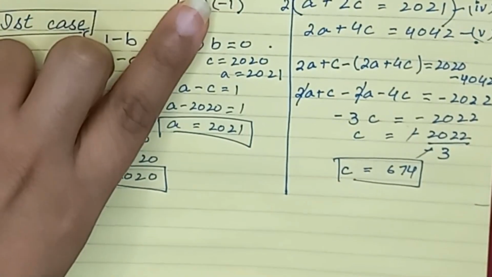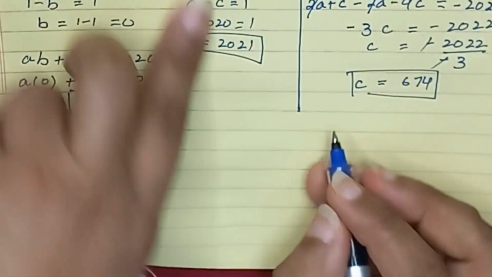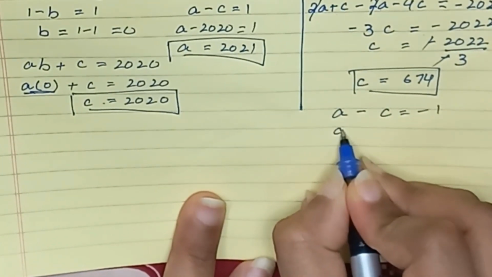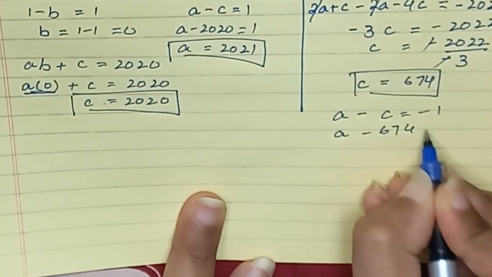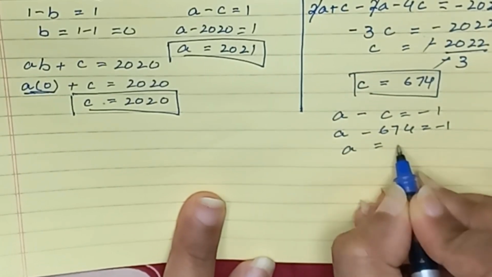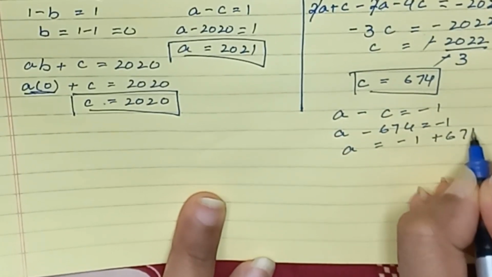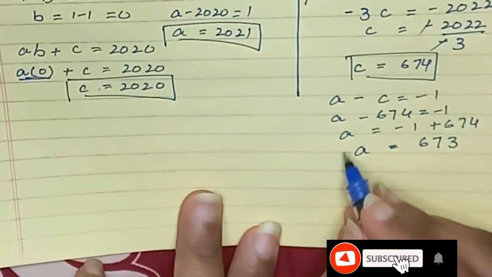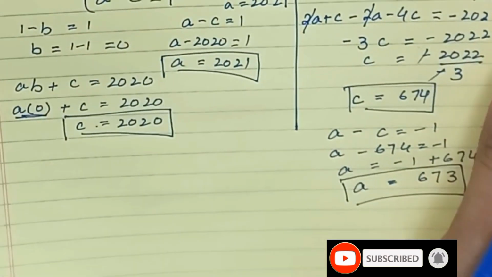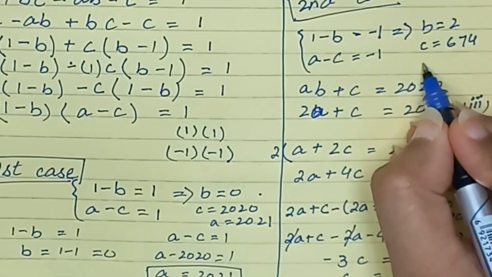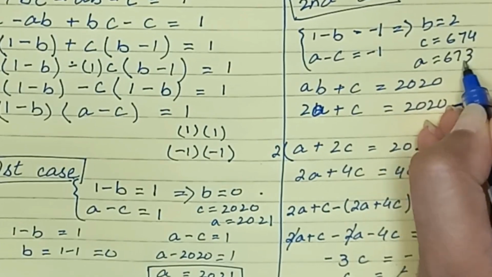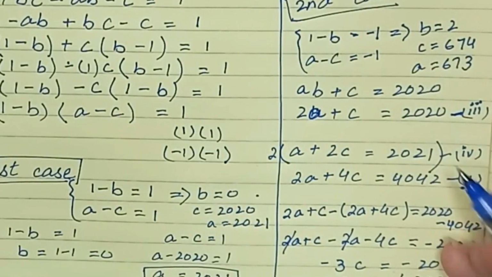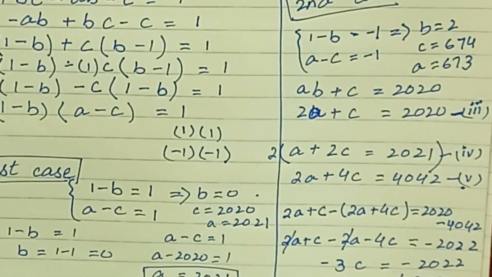So it will become a minus c is equal to -1. So it will become a minus 674, which is equal to -1. So from here a is equal to -1 plus 674, and a is equal to 673. So in the second case, we have a is equal to 673, b is equal to 2, and c is equal to 674.